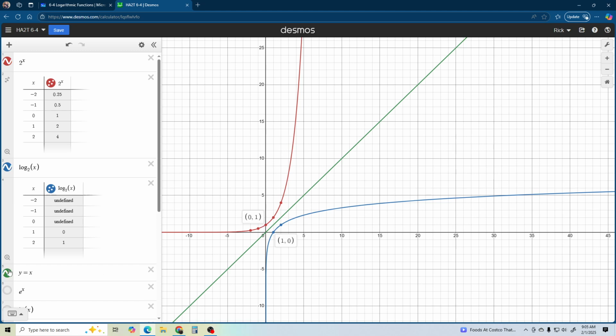Now, I went ahead and plotted this line, y equals x, right? The reason why I plotted y equals x is because you can visually see that anything reflected over this line is also an inverse. That can be a really useful tool going forward, right? So if we use y equals x, we can find inverses more visually, and maybe that'll help you out a little bit.